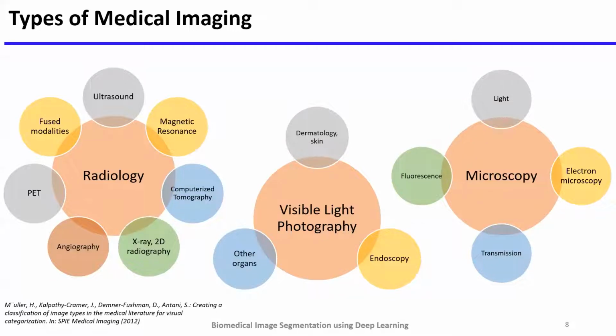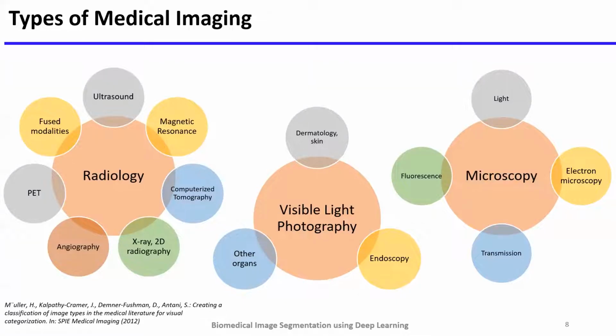Let us understand different types of medical imaging. In broader terms, medical imaging is divided into three different categories. The first is radiology based images. Here we can see ultrasound, magnetic resonance, computerized tomography, X-ray, 2D radiography, angiography, PET images, and fused modalities. Another category of biomedical images is visible light photography based biomedical images. Here we focus upon endoscopy, dermatology, skin visualization and some other organs in terms of visualization.